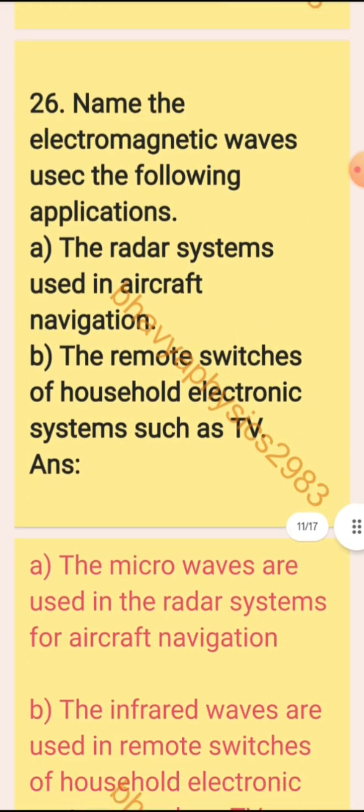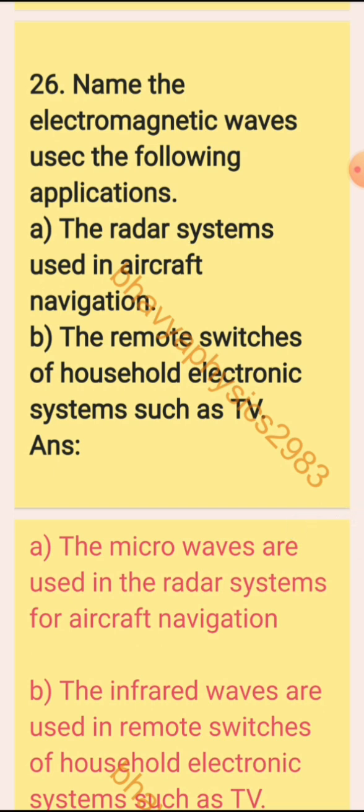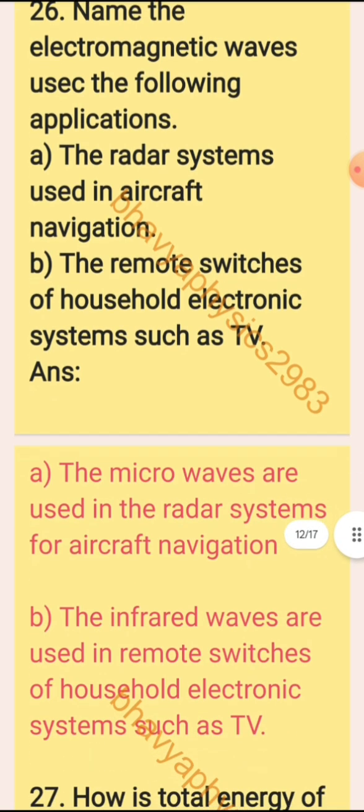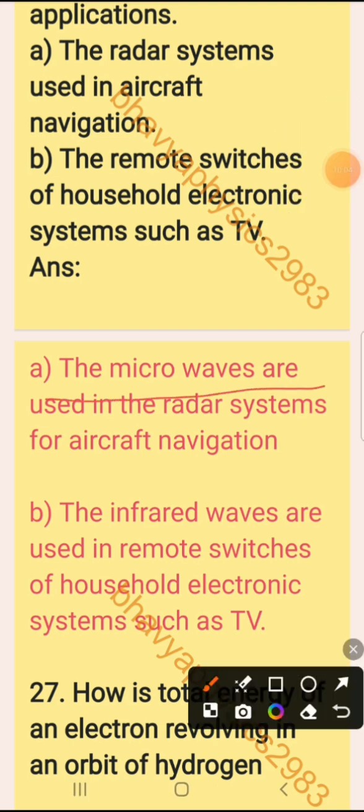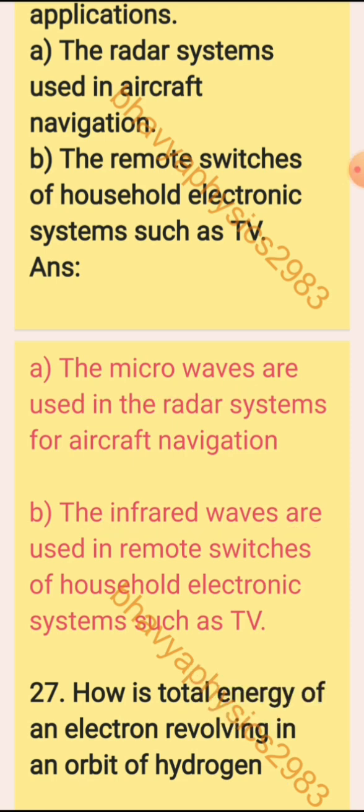Next question: name the electromagnetic waves used in the following applications. The first one is the radar system used in aircraft navigation, and the second is the remote switches of household electronic systems such as TV. In the radar system used in aircraft navigation, we are using microwaves. Infrared waves are used in remote switches of household electronic systems such as TV.